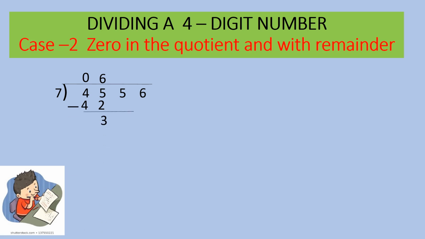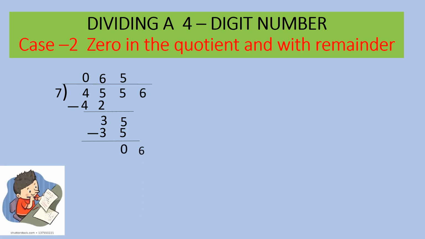So 3 is lesser than 7. Every time you have to check that. Remainder should be lesser than the divisor. Then you can proceed. Bring down the next number, that is 35. Now in 35, how many 7's are there? You know that 5 7's are 35. Now what is 35 minus 35? It is 0. Now you have to bring down next digit, that is 6.